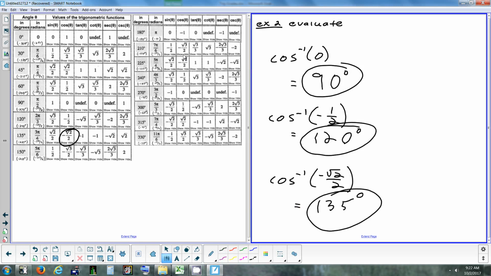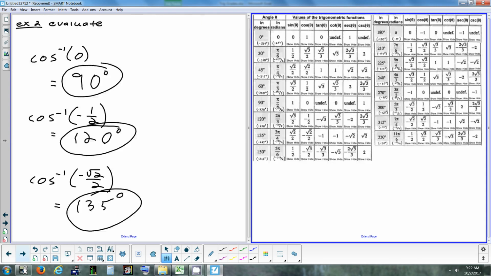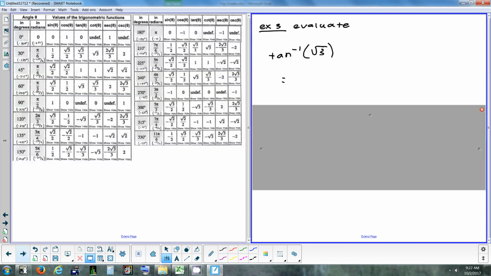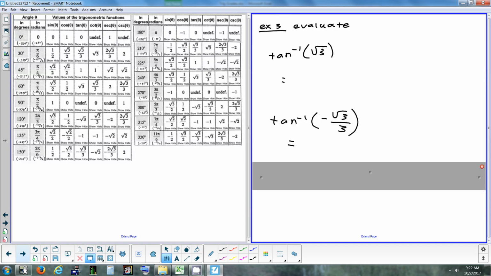Now, Mason, what if they wanted that in radians? What would you put instead? 3 pi over 4. Yes, 3 pi over 4. We've done a lot, so I'm not going to do as many with inverse tangent, but it's the same idea. See if you can figure out those two.